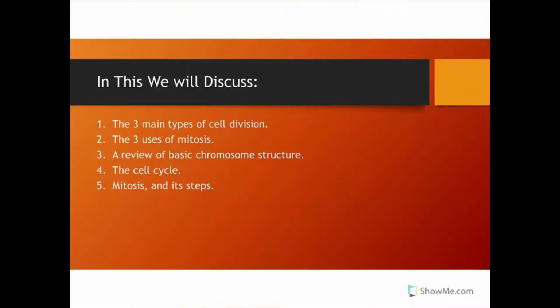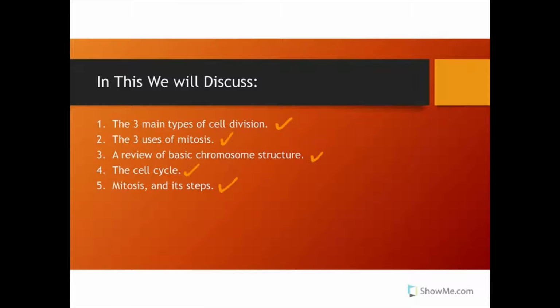So what we are going to look at in this video is the three major types of cell division, what the uses of mitosis are, the three major purposes for mitosis in general. Then we want to look at our chromosome structure, review the cell cycle, and then look at what happens at each step and what goes on through mitosis.